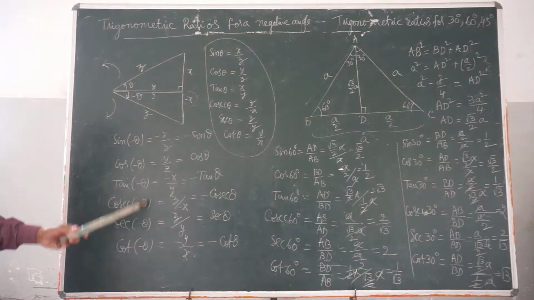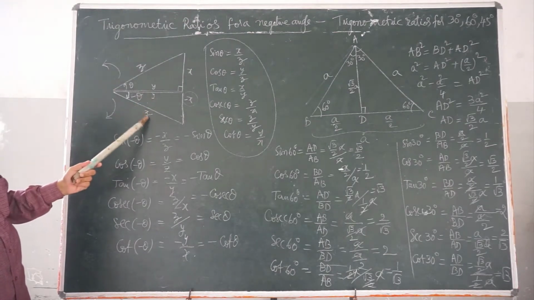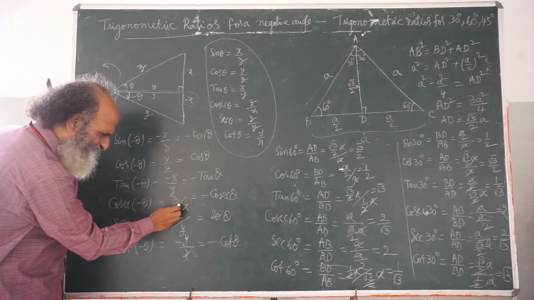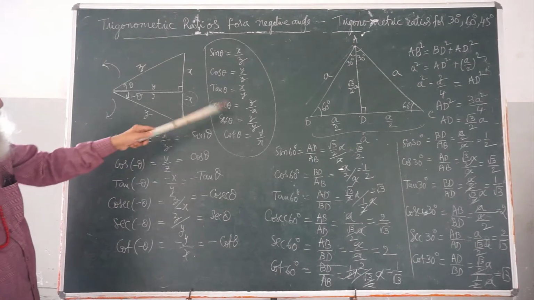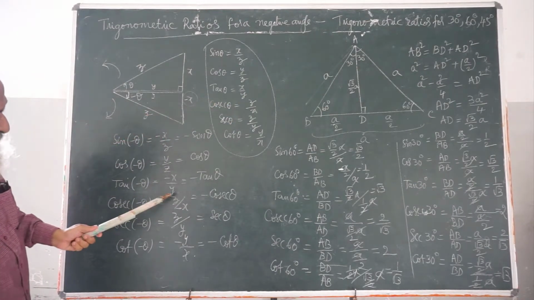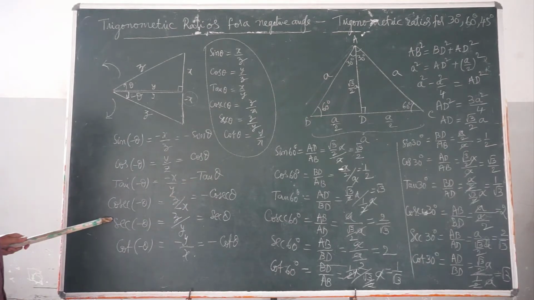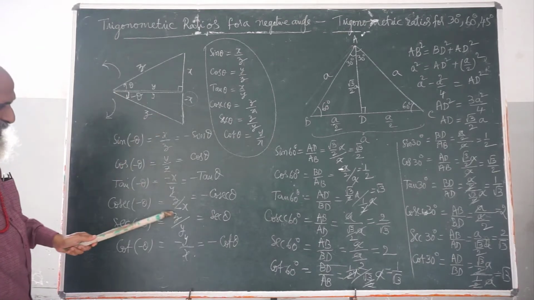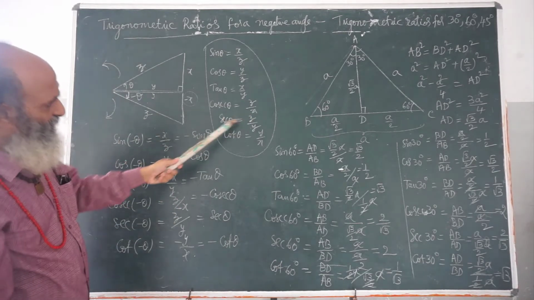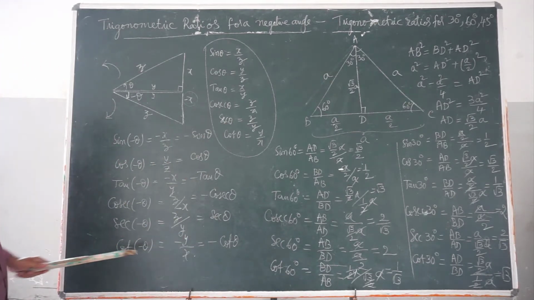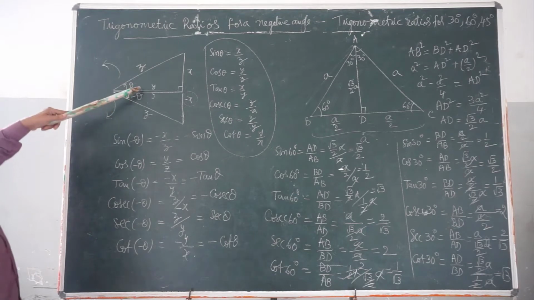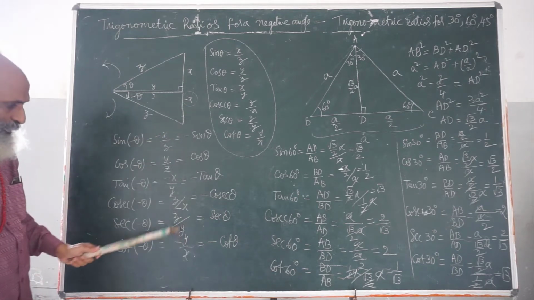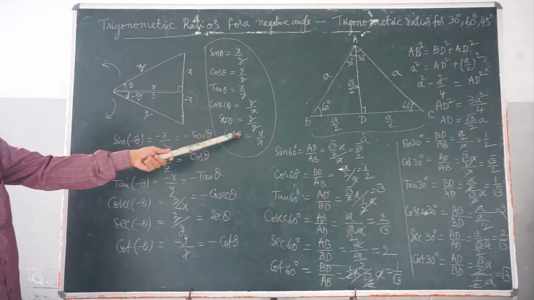Cosecant of minus theta, hypotenuse by opposite side, z by minus x. But z by x is cosecant theta. So z by minus x is minus cosecant theta. Secant of minus theta, that is hypotenuse by adjacent side, z by y. But z by y is secant theta. So secant theta. Cot of minus theta is adjacent side by opposite side, y by minus x. But y by x is cot theta.